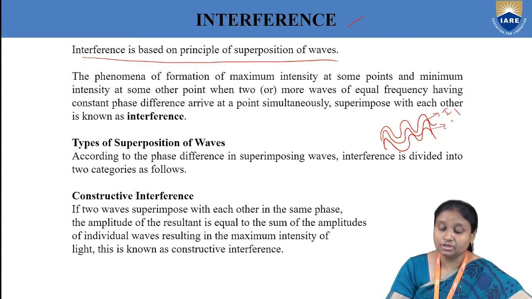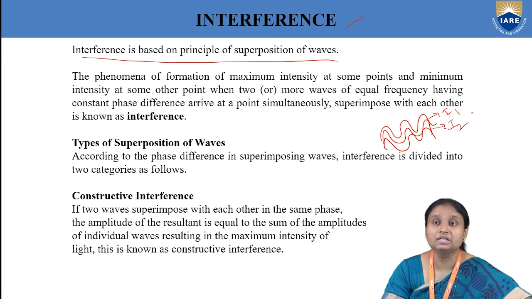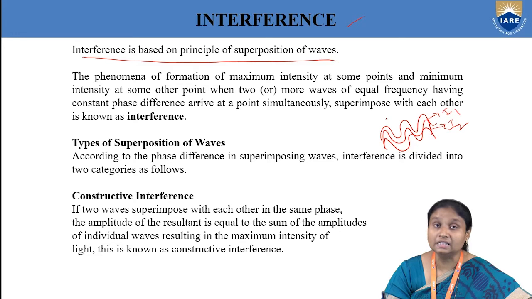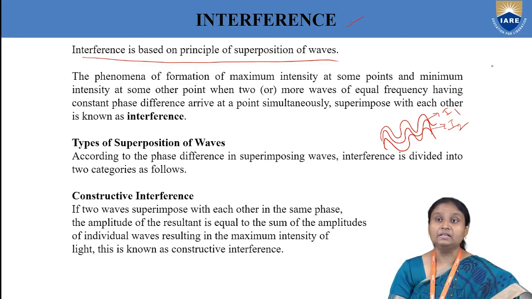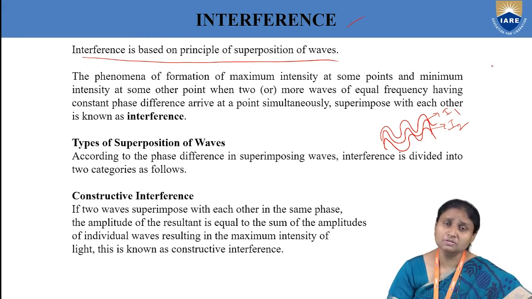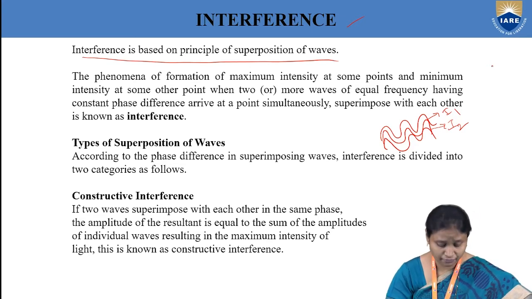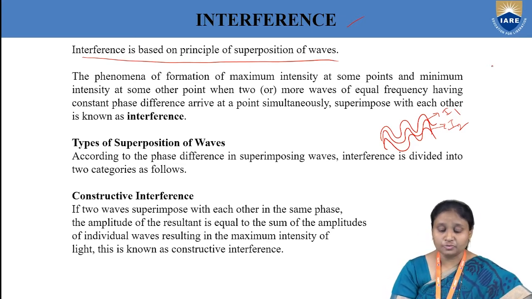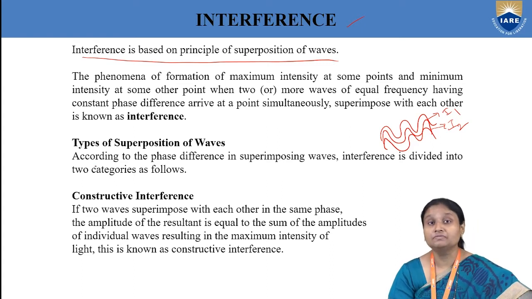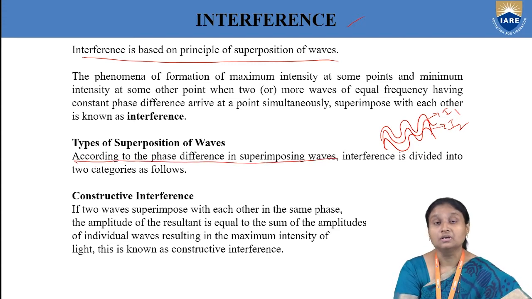And here, suppose I have two waves whose intensities are I1 and I2, and these two waves are undergoing superposition. Then according to the phenomenon of interference, in the region of superposition, the resultant intensity will get modified. And how is it going to be modified? Based on that, we have two types of interference, or we can also say there are two types of superposition of waves. And on what basis do we have these two types? As I told you, it is based on the phase difference in the superimposing waves.